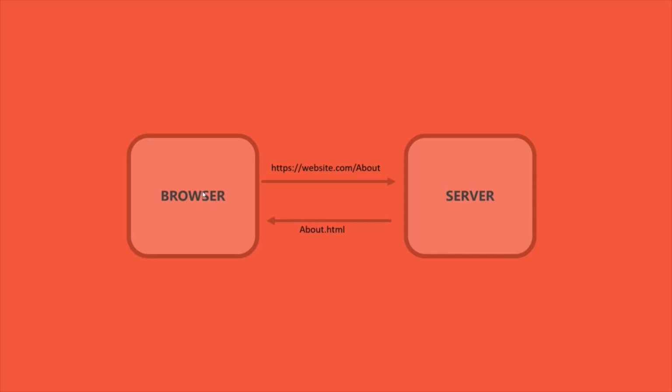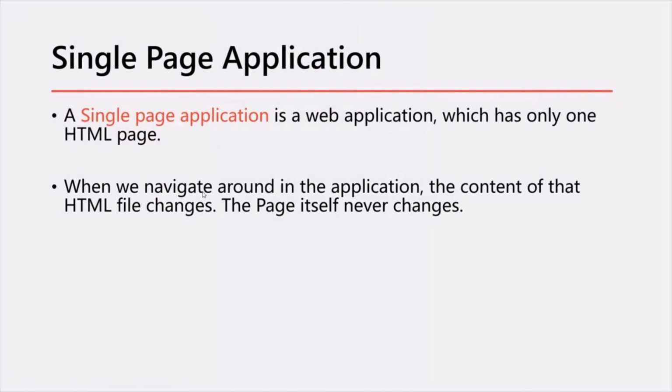Now, a single page application is a web application which has only one HTML page. A perfect example of a single page application would be Netflix or Gmail. In a single page application, when we request a new page, there is no request sent to the server for requesting an HTML file. Instead, the HTML file remains the same. It does not change. Only the content of that HTML file changes, and the content of that HTML file is changed by JavaScript. Okay, so in a single page application, the HTML file itself never changes, only the content of that HTML file changes. Let's understand this with an example.